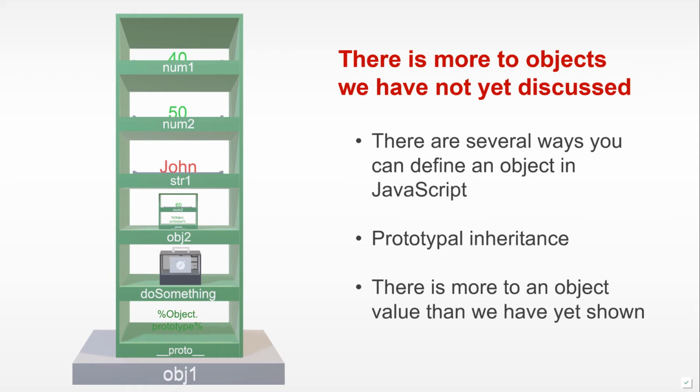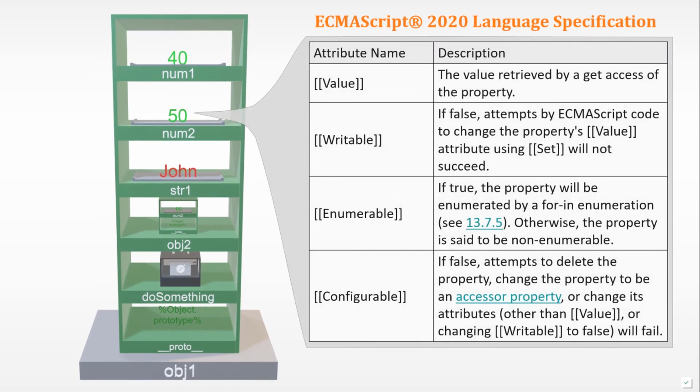We should also know that there is a bit more to the values inside of a key value pair. And in fact, if we look at a value, and if we look at the ECMAScript specification, it turns out that the value itself is something like an object, where apart from the value property, where the actual value would go, there are things called writable, enumerable, configurable.